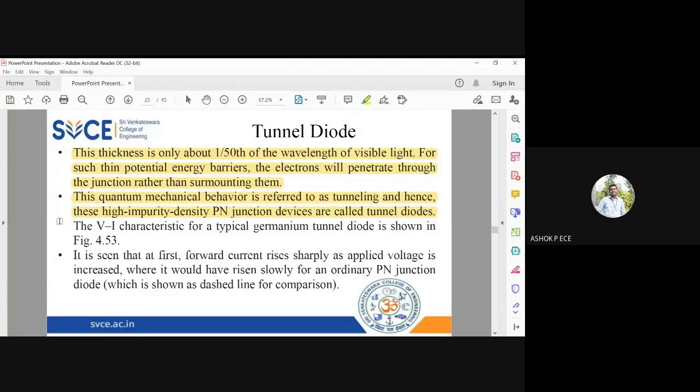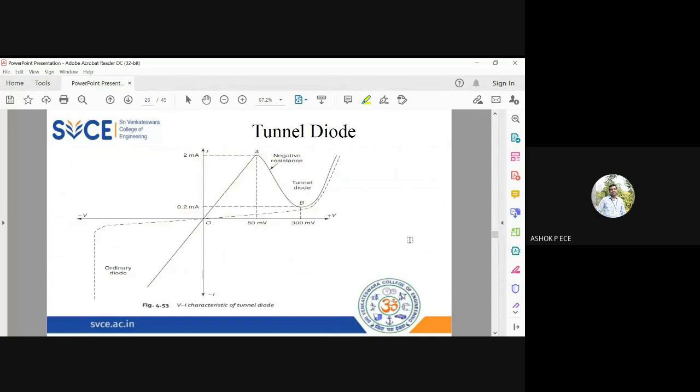So the typical VI characteristics of the tunnel diode is shown here. Next page you can see. As you increase the forward bias voltage, the current will increase from 0 to 2 milliamperes. It will reach a maximum and then it will start decreasing. And as I'm increasing the voltage, this current is decreasing. So this is called the negative resistance region. It goes to a minimum and then starts increasing just like a conventional PN junction diode.